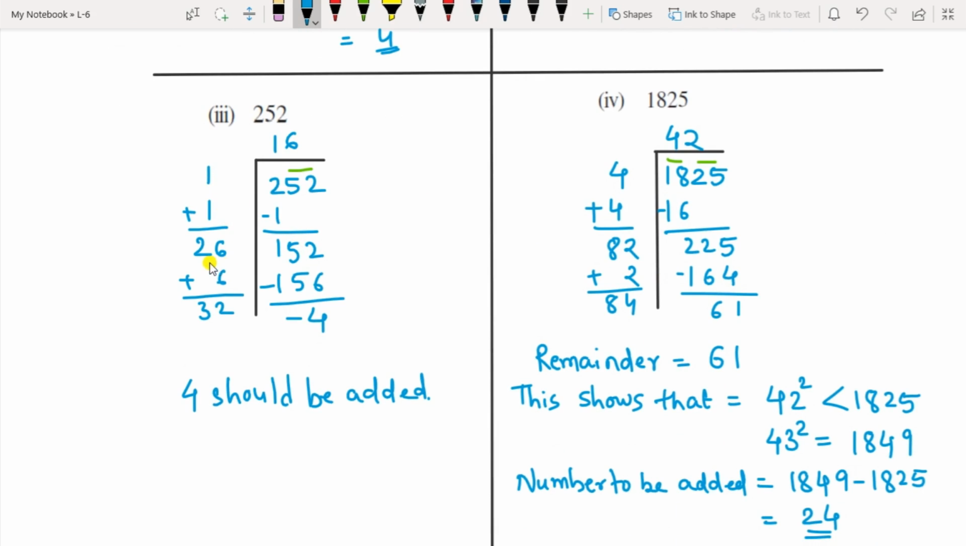Doing the square root of 252 gives the answer 15 and the remainder as minus 4 here. So 4 should be added to 252 to make it a perfect square number. Similarly, in this one you get the remainder as 61. So the quotient here is 42 square, which is less than 1825. The next consecutive number is 43 square, which is 1849. On subtracting these two numbers you get 24. So 24 is the number to be added to 1825 to make it a perfect square number. So you can do it in either way.